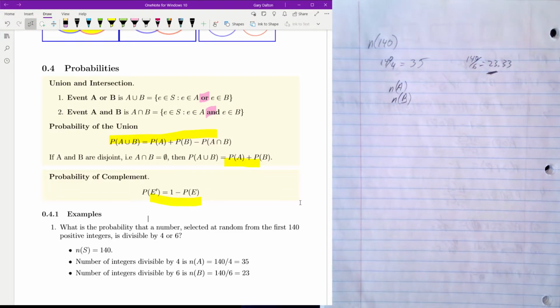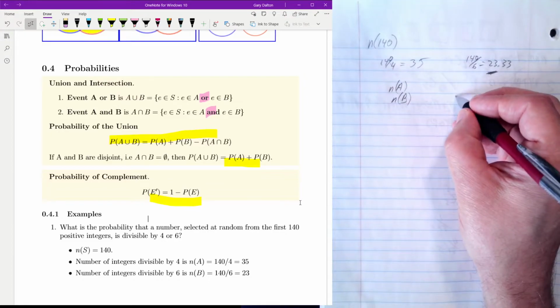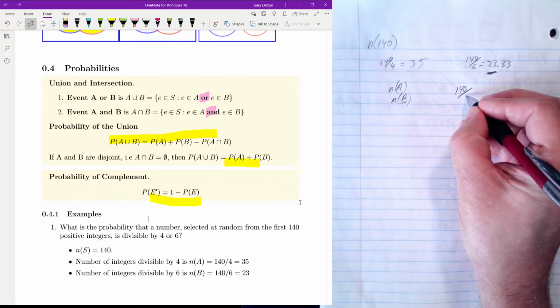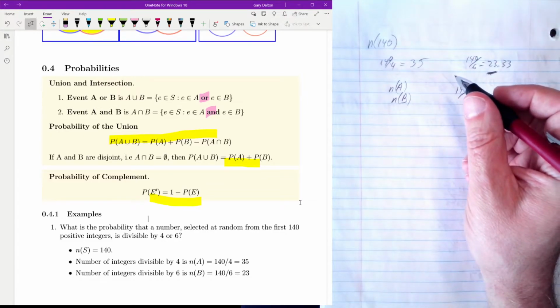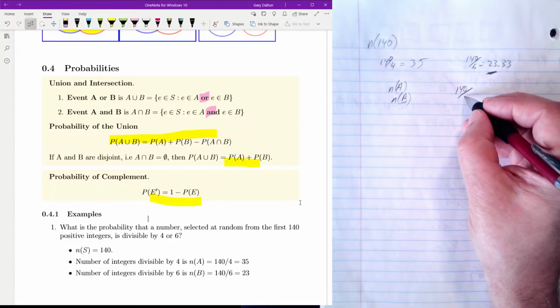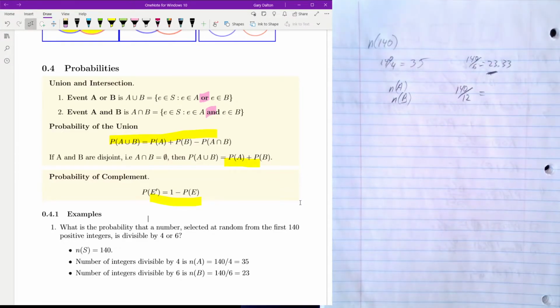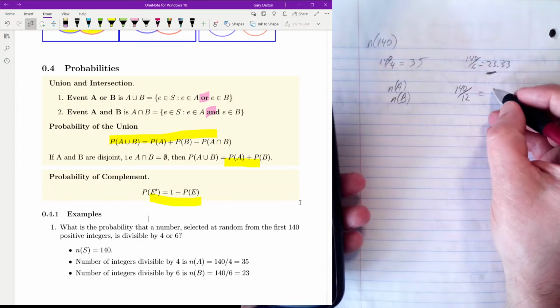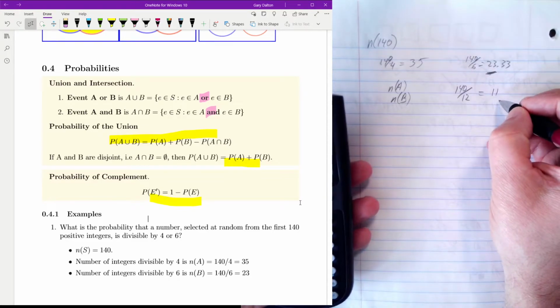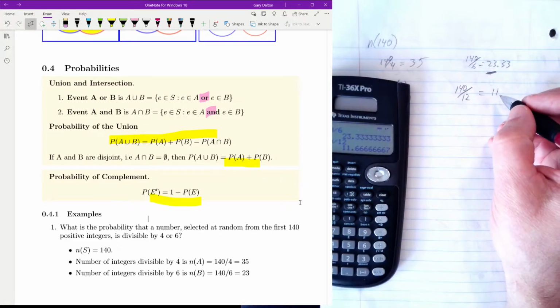Well, how many integers are divisible by 24? How many? So 140 divided by, that's the least common multiple of 4 and 6. 12 is the least common multiple. So 140 divided by 12. And there are 11 integers that are divisible by both 4 and 6.